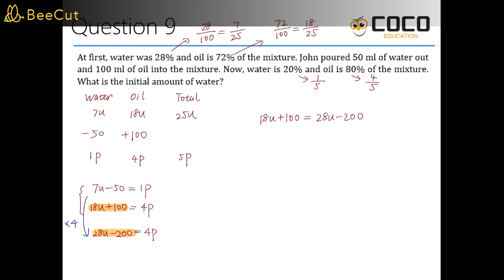Plus 200 on both sides. So 18u plus 300 equals 28u. Difference is 10u. So 10u equals 300. 1u equals 30. Find the initial amount of water, that's 7u. 7 times 30, 210.